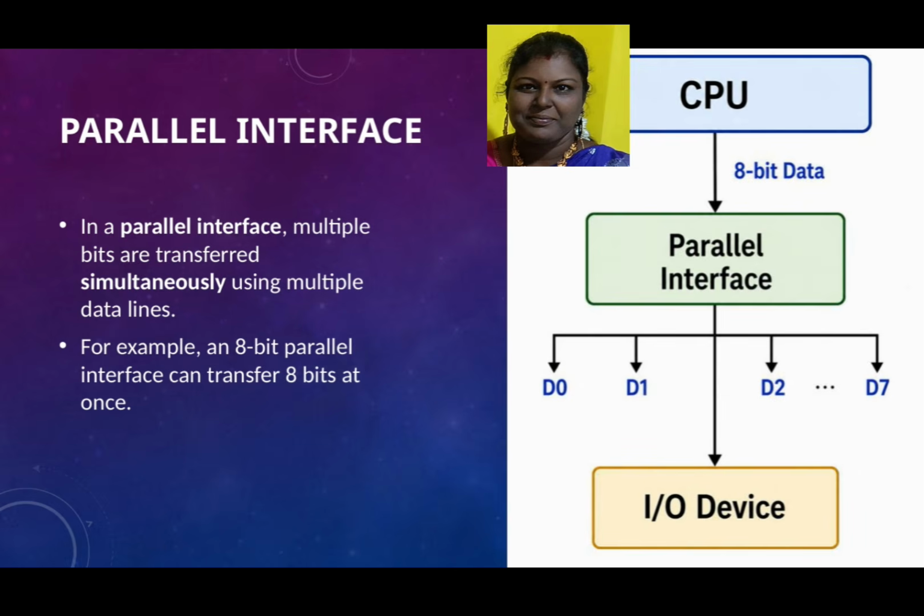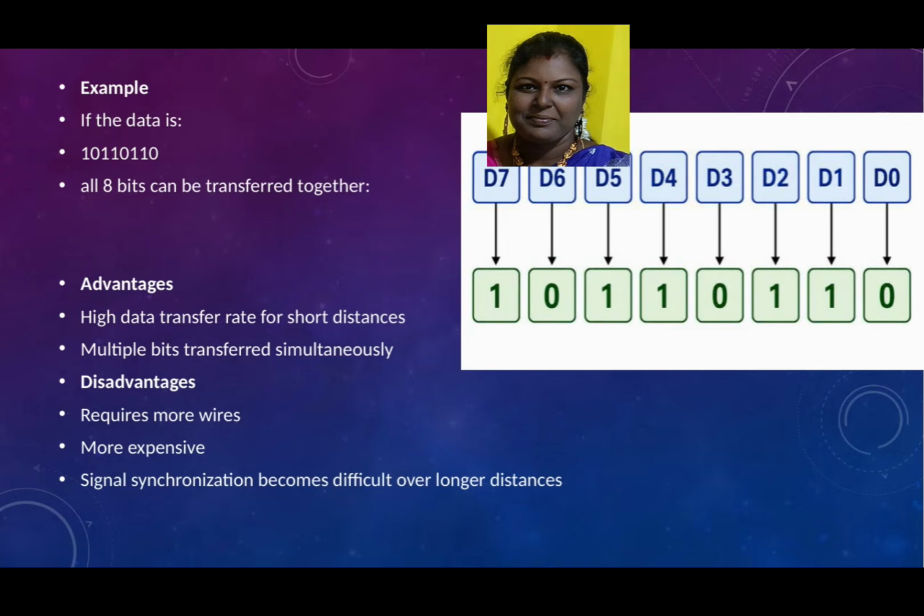Let's look at an example to understand this better. Imagine we have the data 10110110. All 8 bits can be sent at once. This means a high data transfer rate, especially over short distances since multiple bits move together. But there's a trade-off. It needs more wires, which makes it more expensive. Plus, keeping signals synchronized gets tricky as the distance grows. So it's a powerful method, but with some practical limits.